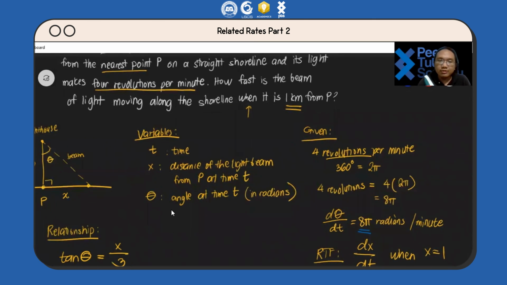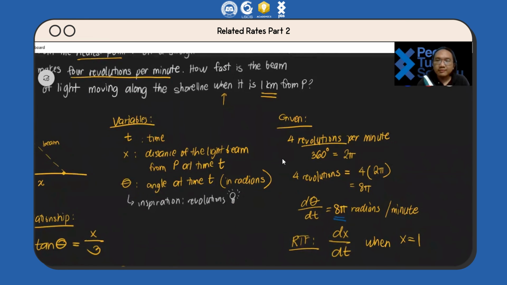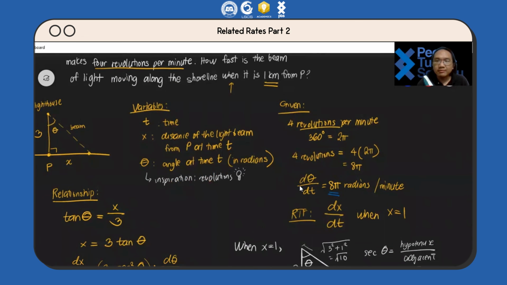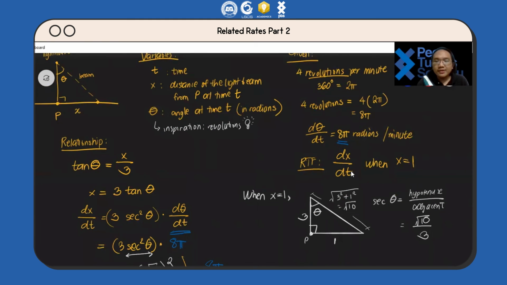And then where did we get the inspiration to have theta? The inspiration for this theta is because we are dealing with revolutions. So this is the light bulb moment, revolutions. So perhaps getting the angle is a good idea. So translating 4 revolutions per minute, a revolution is 2 pi radians, so that will be 8 pi radians per minute. That's the derivative of theta with respect to t. We want to find dx/dt when x is equal to 1.